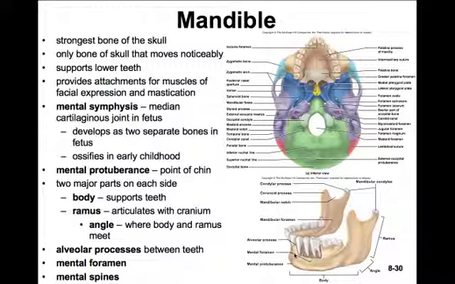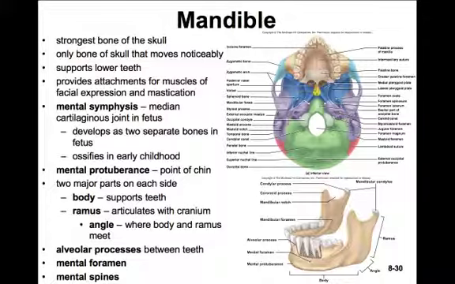The mental protuberance is the point of the chin. There are two major portions on each side. We have the body right here and the ramus here. The angle is where the body and the ramus meet. The alveolar processes, again, just as we saw in the maxilla, project up in between each teeth. The mental foramen is a small hole.